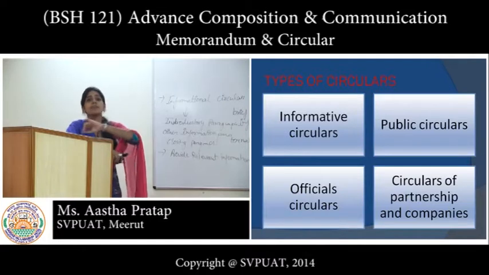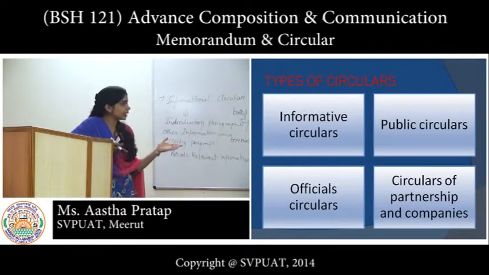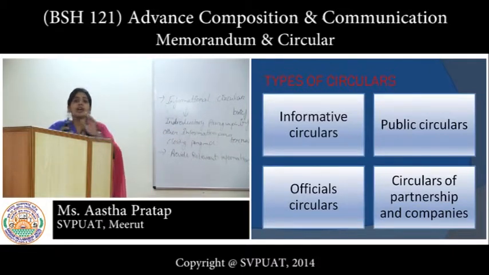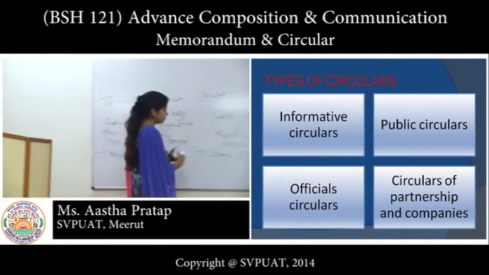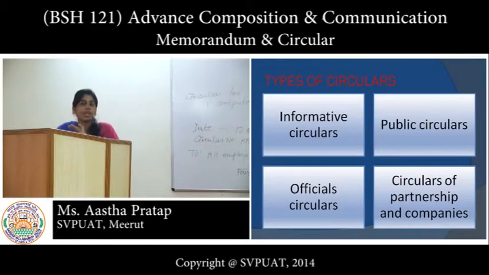For example, we can say if the Women Commission circulates a circular to its state bodies as well as at the international level, this can be called a public circular, where we prepare the circular just to make our humanity, or you can say our people, aware. Now the third type of circular is the official circular.